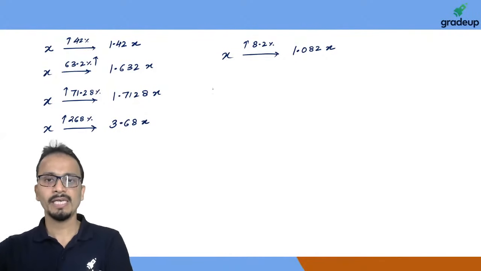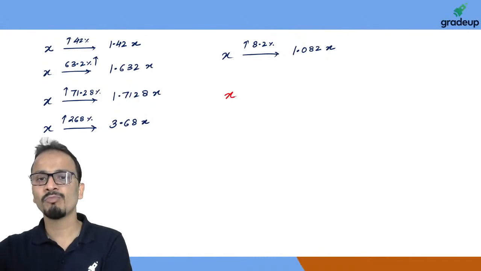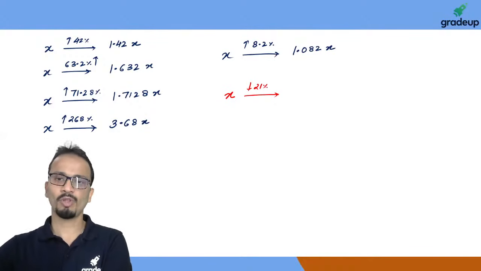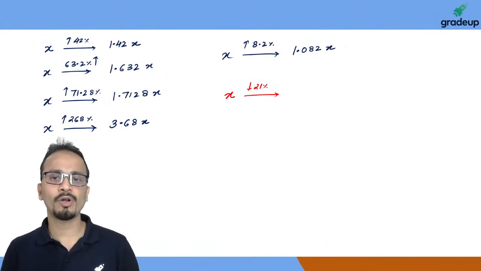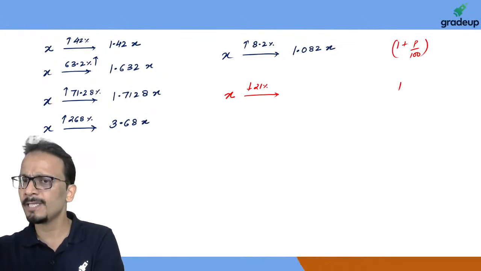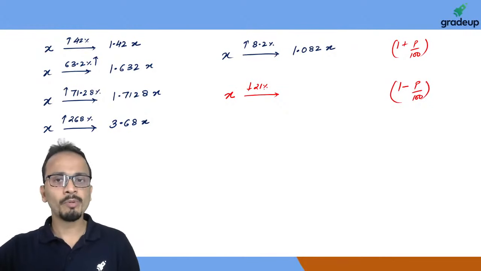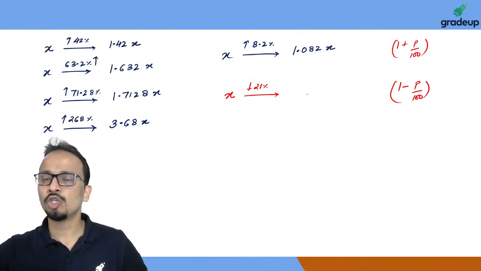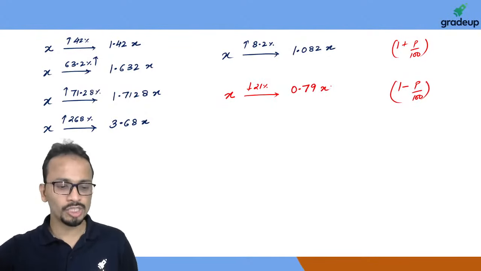Now, if we have a decrease, let's have a look at some of the cases. x when decreased by 21 percentage. Now, instead of adding it to 1, we will subtract it from 1. Earlier I was writing 1 plus p upon 100 to generate the multiplication factor. Here in this case, I'll write 1 minus p upon 100. So 21 upon 100 is 0.21. 1 minus 0.21 will be 0.79 times the original value.